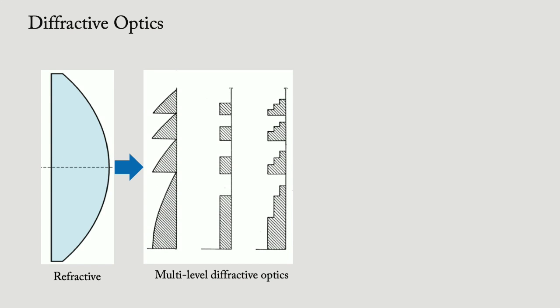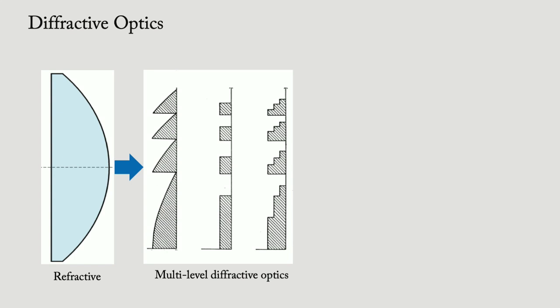So you can approximate this continuous profile, or you can think about it as quantizing this kind of analog surface with some digital steps. Okay, so you can think about, okay, this is only one step.